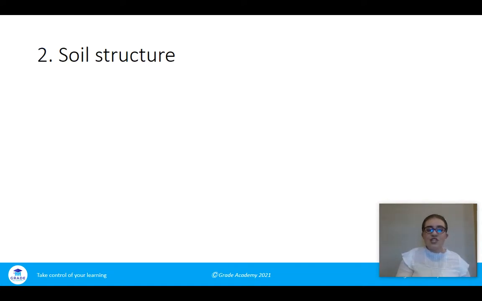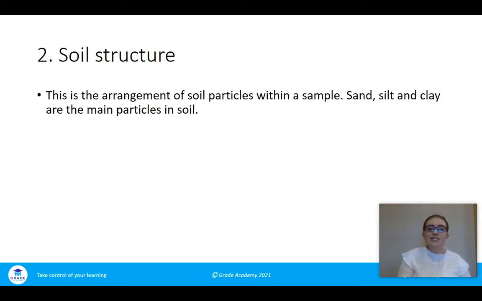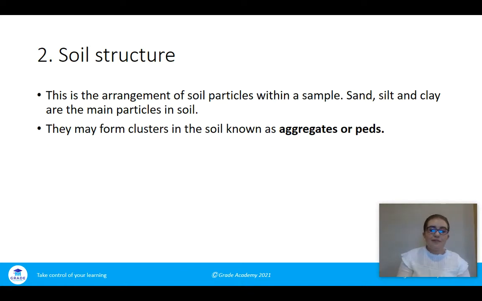So the next thing then is soil structure, and really when we're looking at soil structure, we're looking at the physical structure of the soil. So this is the arrangement of soil particles within the sample. So sand, silt, and clay are the main particles within the soil, and depending on which is the majority, that will depend on the type of pores that are present. And they may form clusters known as aggregates or peds. Now, aggregates are the main term that are used. Now, peds is kind of the older term.